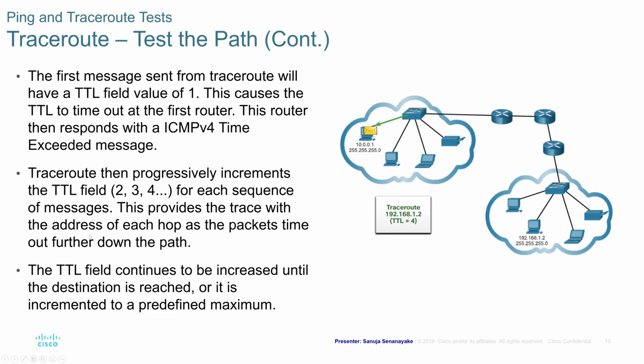So what happened here is that the TTL field on the very first traceroute message will have a value of 1. That will result in the first router responding back with an ICMP v4 time to live exceeded message. As a result, traceroute then starts increasing the time to live field to 2, 3, 4, 5, and so on and so forth, one increment at a time. It will keep doing that until it reaches the destination or we have a predefined maximum. So that's how the traceroute operation works.